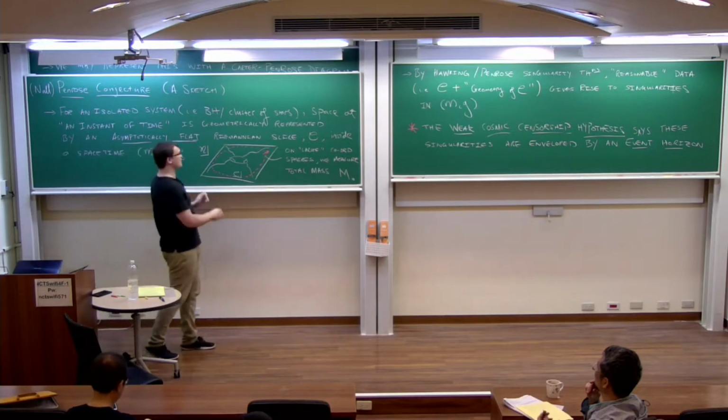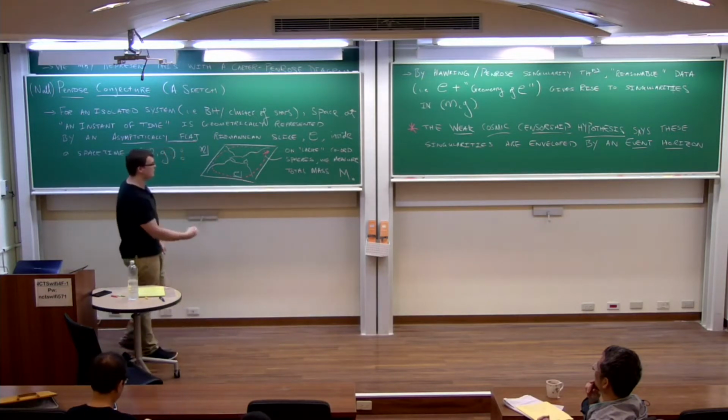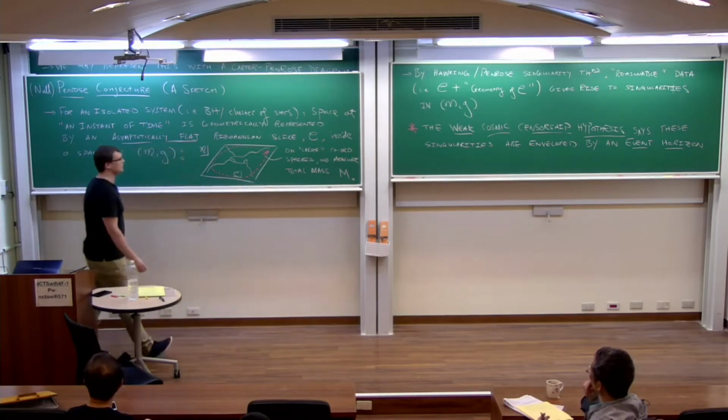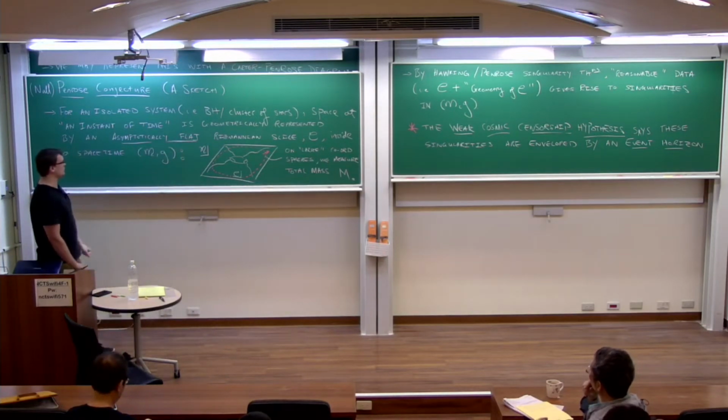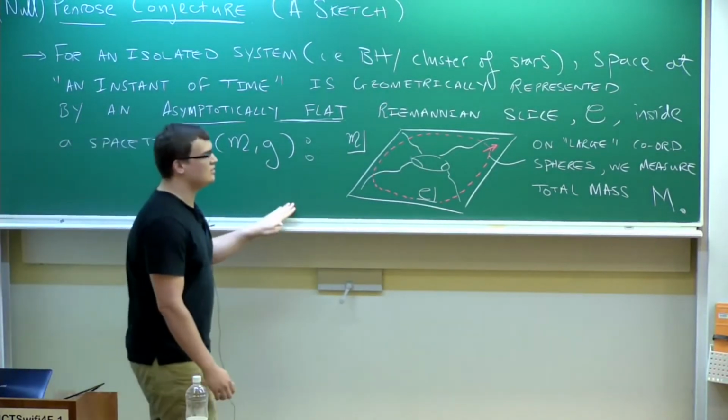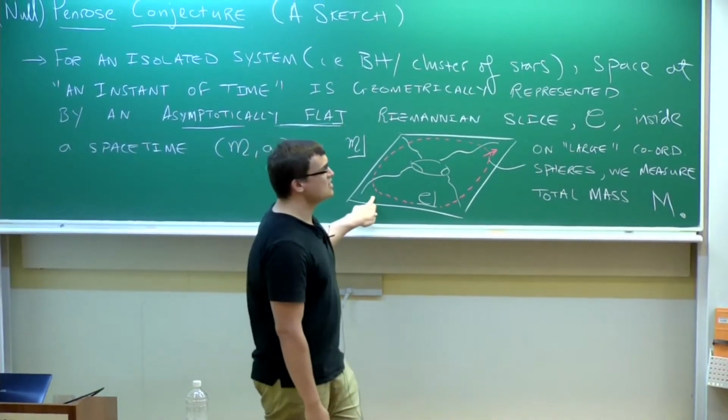One comment on that: if you have your asymptotically flat slice, the way that we measure total mass is by looking at large coordinate spheres as we go out to infinity. And we actually use something called the Hawking energy to measure the energy of that slice and therefore the mass. So that's what we think of as total mass.